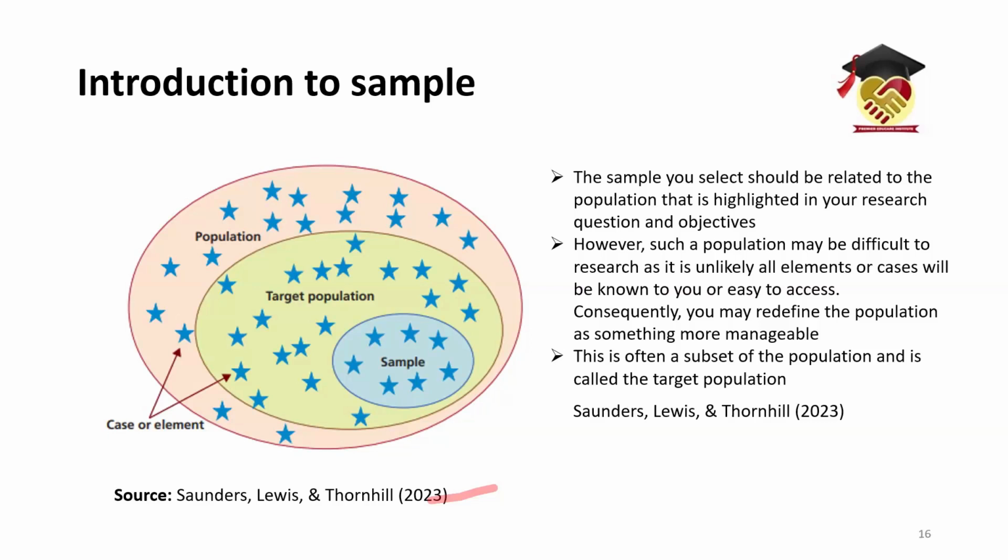The target population is again a subset of the entire population, but that is not technically correct, right? I just wanted to show you because this is new, newly described by Saunders et al. in the 2023 book, last year, just 4 months ago. Okay, so now what you want to know is that the sample is a subset of the target population. That's what you should know.